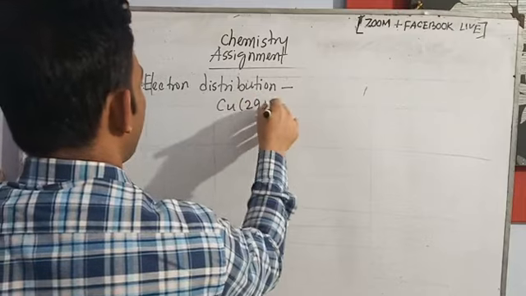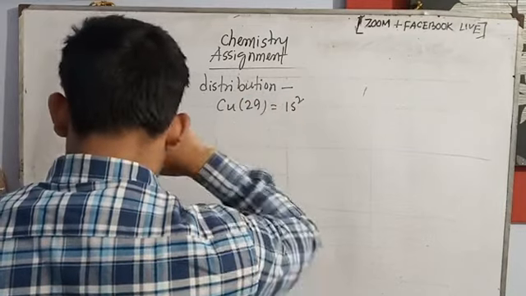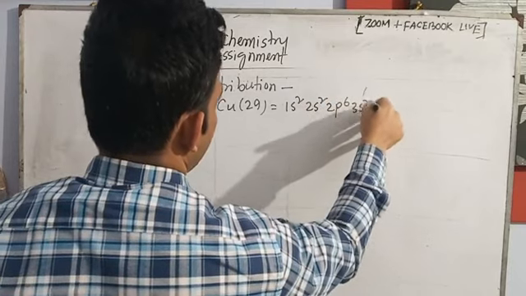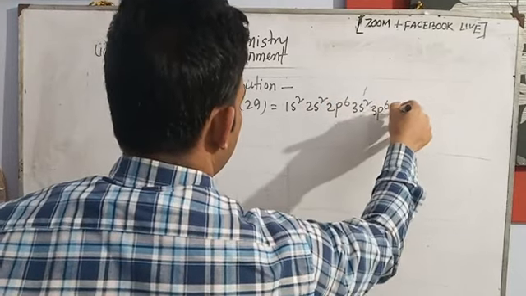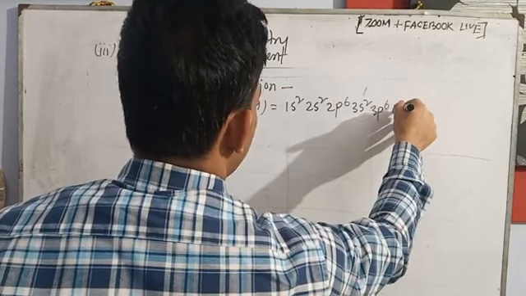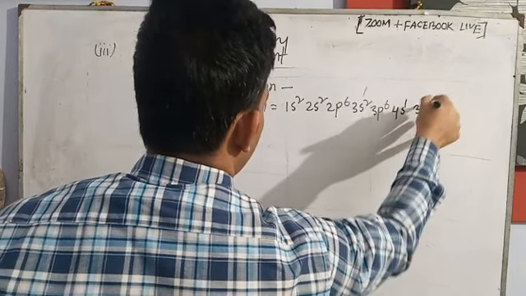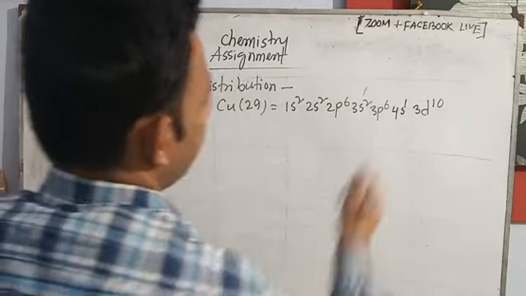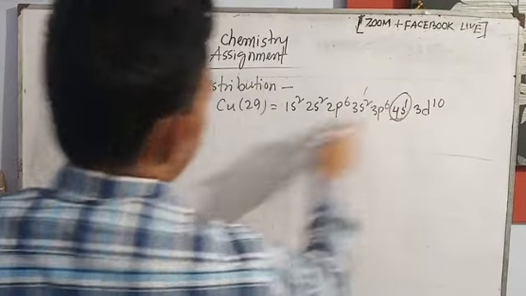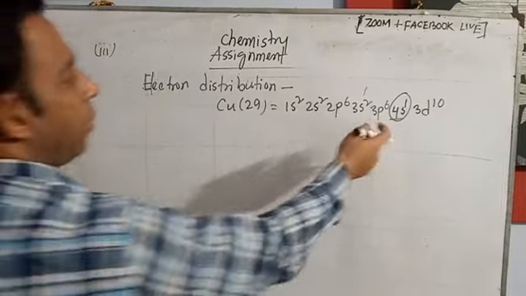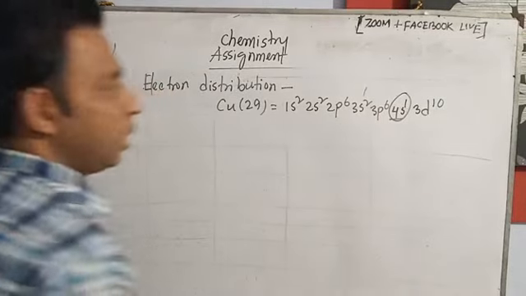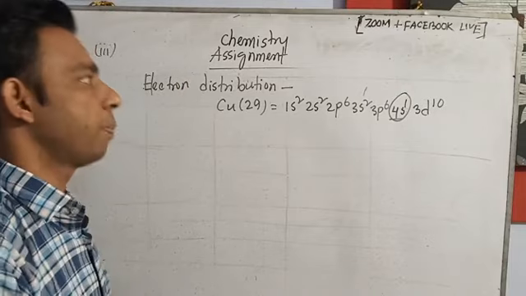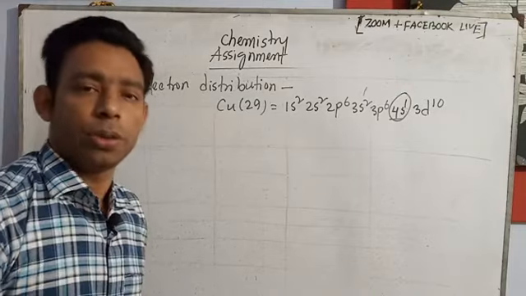Copper is 29, you know about that. 1s2, 2s2, 2p6, 3s2, 3p6, 4s2. Instead of 4s2, it is the full shell completed: 4s1, 3d10. If you arrange it this way it is okay, but if you arrange 3d10 4s1, that is also correct, because you know that the transitional element can have half-filled or fully filled d orbital.